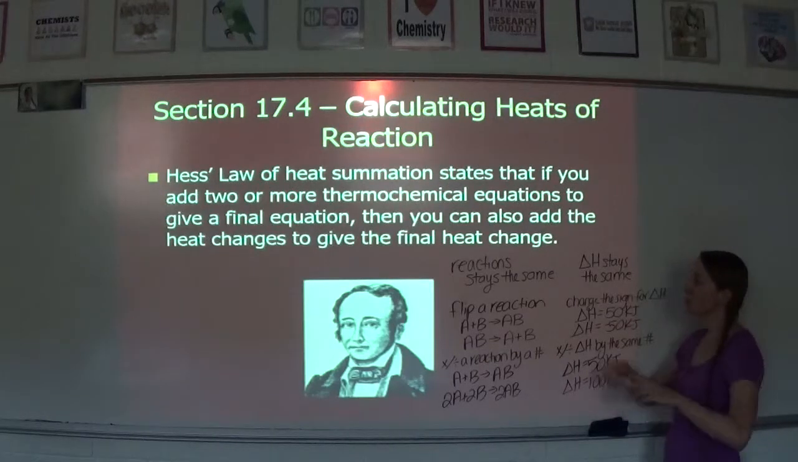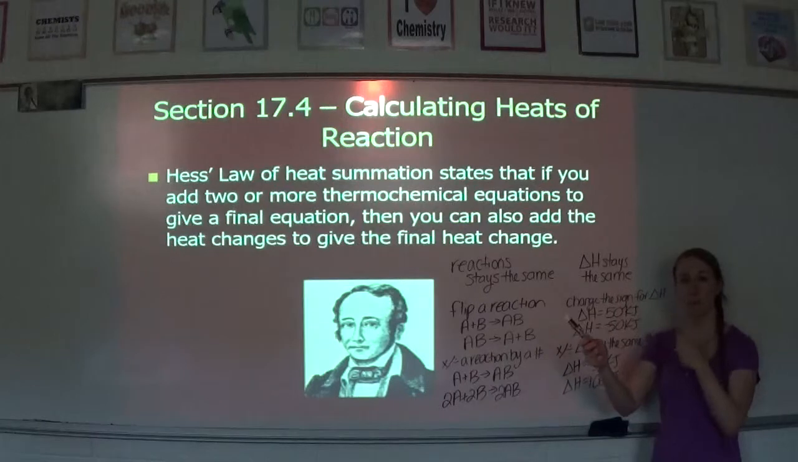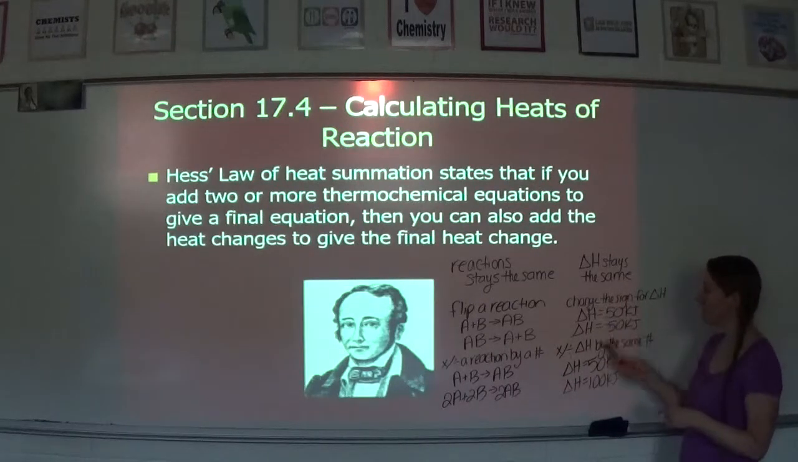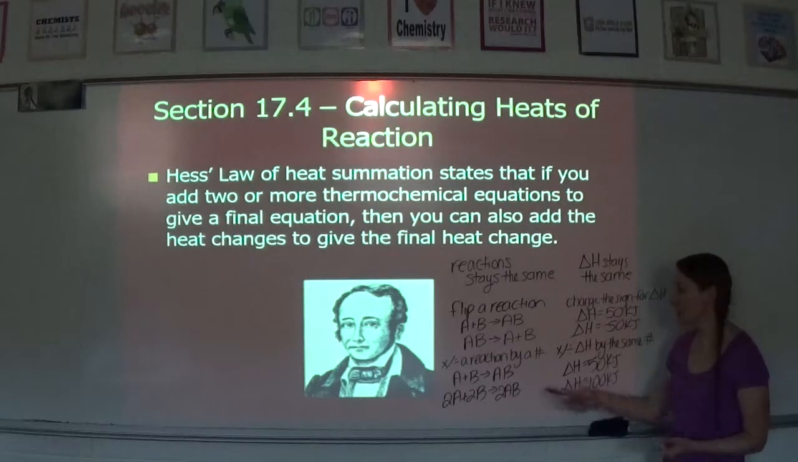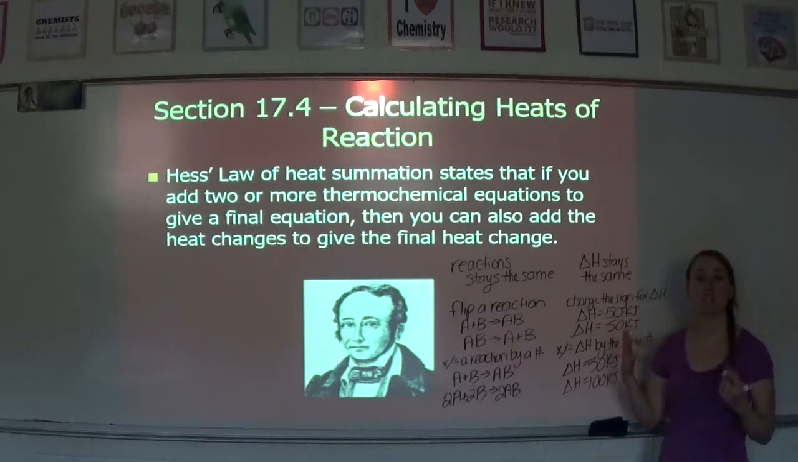Okay, so these are the options that we have. We can leave a reaction the same and delta H will remain the same. We can flip a reaction, so switch the products and reactants, and the sign of delta H will change. Or we can multiply or divide a reaction by a number, and when we do that, we multiply or divide delta H by that same number.